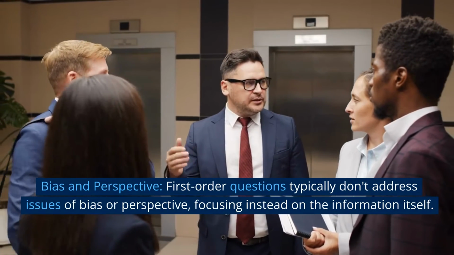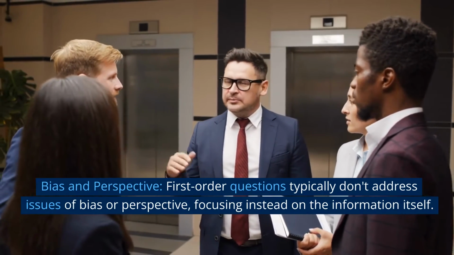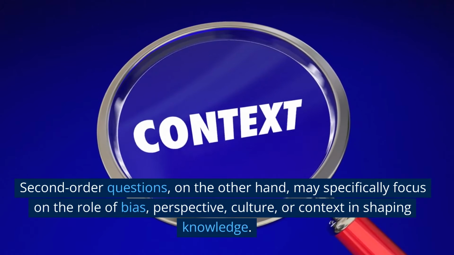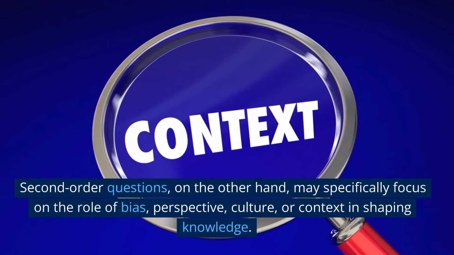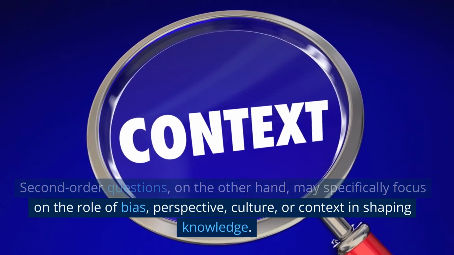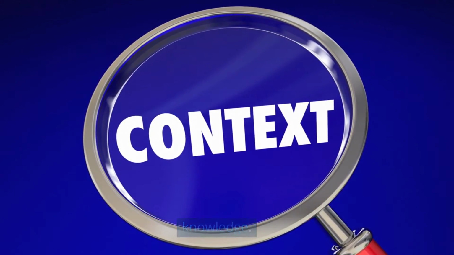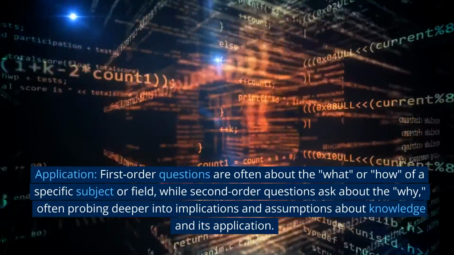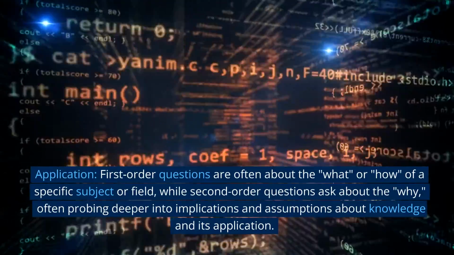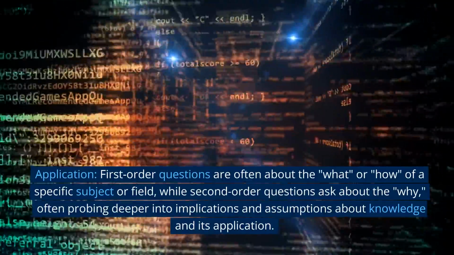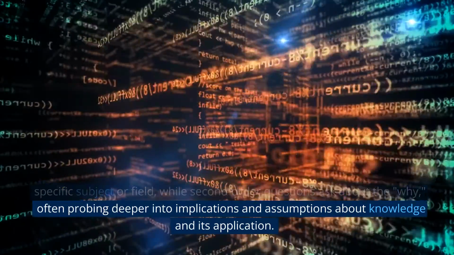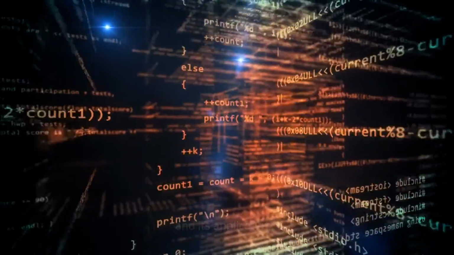Bias and perspective. First-order questions typically don't address issues of bias or perspective, focusing instead on the information itself. Second-order questions, on the other hand, may specifically focus on the role of bias, perspective, culture, or context in shaping knowledge. Application. First-order questions are often about the what or how of a specific subject or field, while second-order questions ask about the why, often probing deeper into implications and assumptions about knowledge and its application.